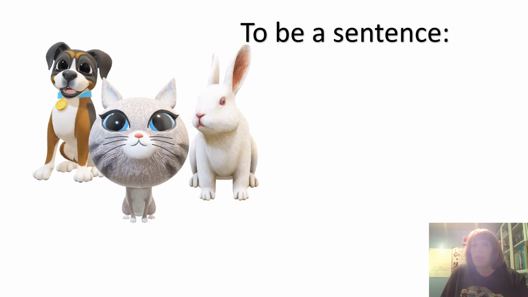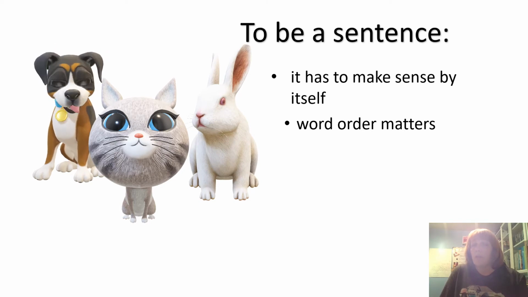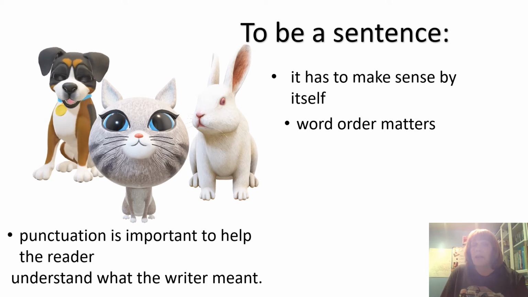So, if you can help me, we're going to begin by reminding ourselves, what do we have to have as a sentence? So, to be a sentence, it has to make sense on its own, by itself. The order of your words is very important. If you put your words in the wrong order, it's not an accurate sentence. And you do need punctuation. That's really important to help the reader understand what you meant to write.